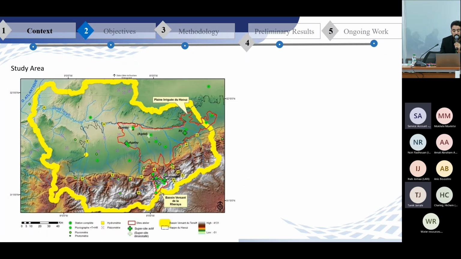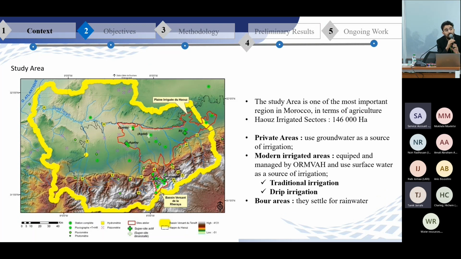Okay, so our target area is the Haouz plain, which is part of the Tensift. I guess my colleagues yesterday, most of them work on the same region. So why this particular region? Because it's well instrumented. It has been under survey since 2003, and it suffers a lot from the climate change.